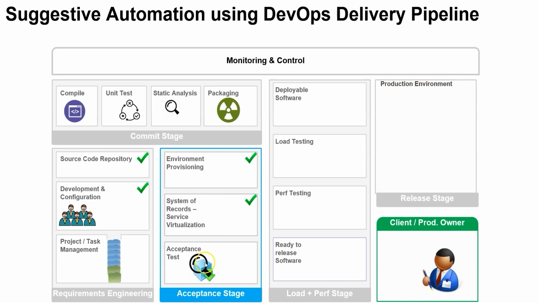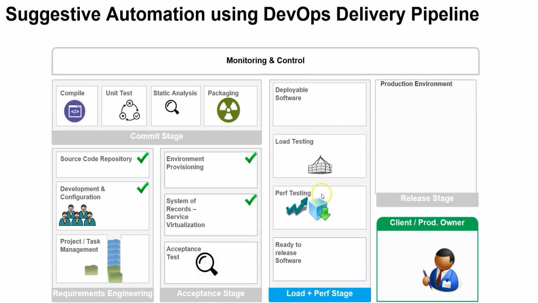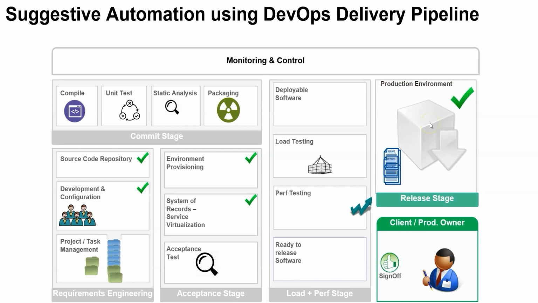Then acceptance test. Once it passes the acceptance test, it goes to deployable software. It becomes deployable software. Then load testing. Then performance testing. Once it is done, it will become ready-to-release software. Once it is ready to release, it will go to the customer sign-off. If the customer agrees, it will be deployed into production. This is how the flow will happen.